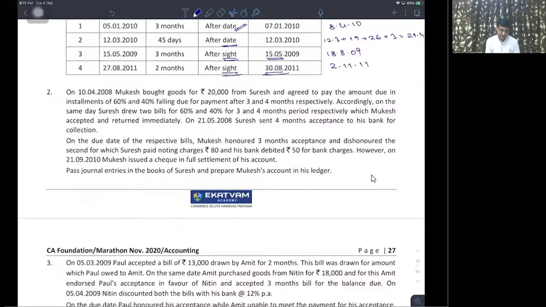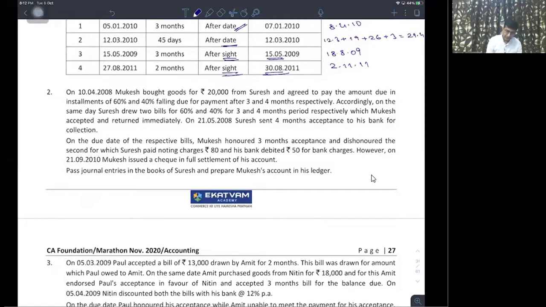On 10th April 2008, Mukesh bought goods for rupees 20,000 from Suresh and agreed to pay the amount due in installments of 60% and 40%, falling due for payment after 3 months and 4 months respectively. Accordingly, on the same day, Suresh drew two bills of 60% and 40% for 3 and 4 months. Mukesh accepted and returned immediately. On 21st May 2008, Suresh sent 4 months acceptance to his bank for collection.